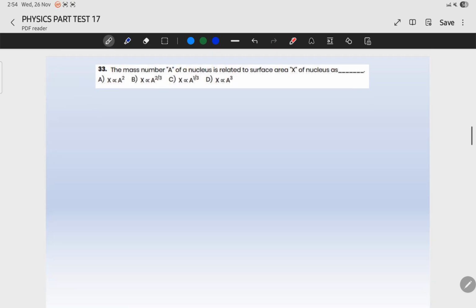Next question, mass number A of nucleus is related to surface area X, as we know that radius of a nucleus is proportional to A to the power 1 by 3. So surface area is proportional to R square is proportional to A to the power 2 by 3.